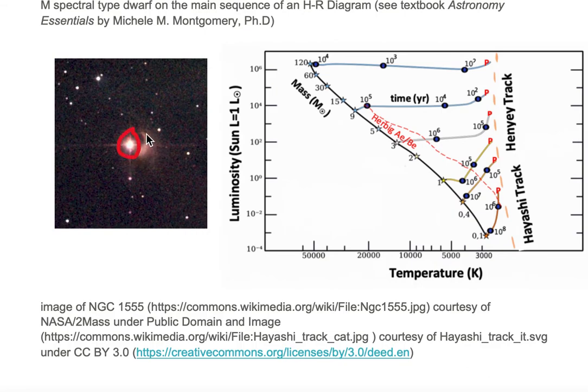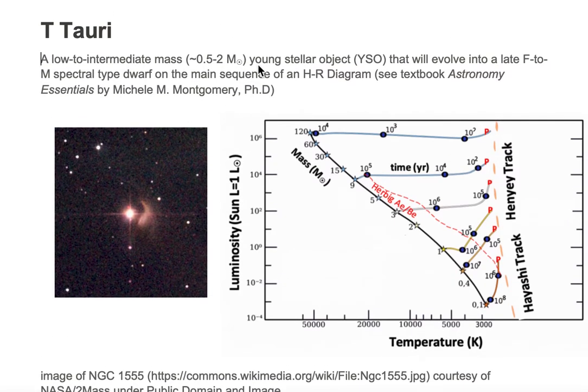On the left, we see the T Tauri. Notice we see a cocoon off to the side. This T Tauri is not quite a star yet. It is a young stellar object. It is still contracting from its cocoon, so it's just emerging from its cocoon of gas and dust. We just start to see the object, but it's not quite a star yet. It's still contracting to become a star.